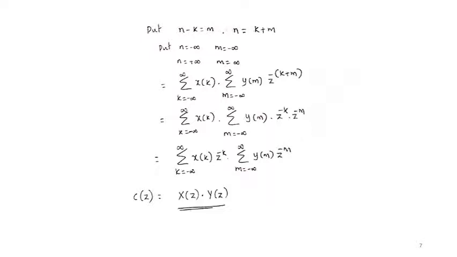Now while rearranging this, again summation of k from minus infinity to plus infinity x of k into summation of m from minus infinity to plus infinity y of m. I expand it as z to the power minus k into z to the power minus m. And I will take z to the power minus k as a constant, because in the second summation the variable I am using is m. So I take it outside. So I can write it as k from minus infinity to plus infinity x of k into z to the power minus k into the summation m from minus infinity to plus infinity y of m into z to the power minus m. I will use the definition of z transform, that is, c of z is equal to x of z into y of z.